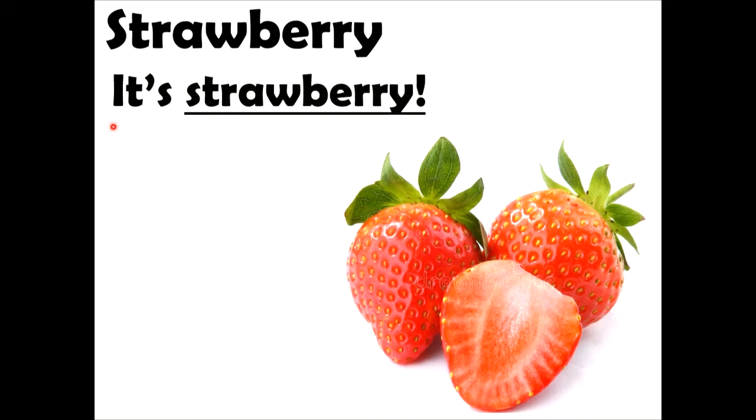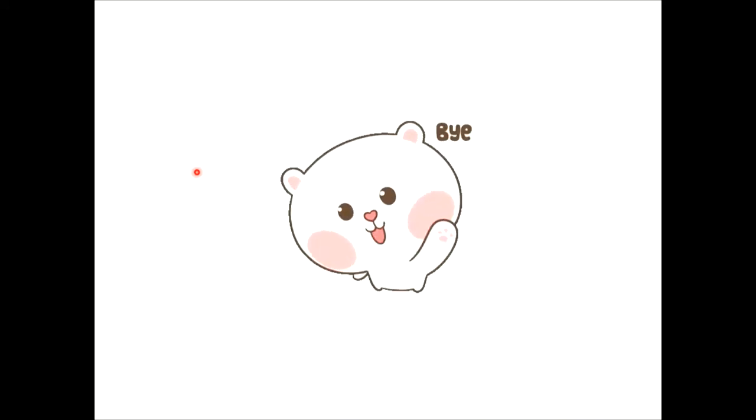What fruit is it? It's strawberry. Let's read that again. It's strawberry. What color is it? It's red. Again, what fruit is it? It's strawberry. What color is it? It's red. Great. That ends the second part of our fruits.